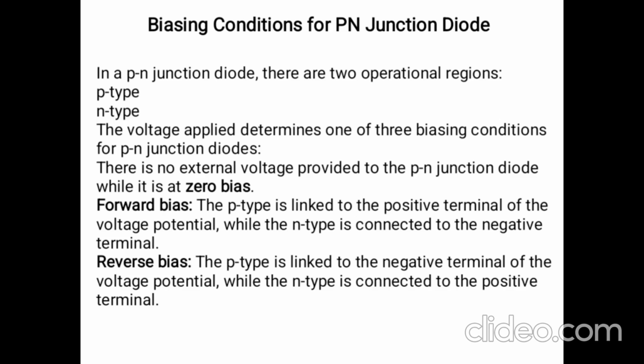In zero bias, no external voltage is provided to the junction diode. In forward bias, the P type is linked with the positive terminal of the voltage potential and the N type is connected to the negative terminal. In reverse bias, the P type is linked to the negative terminal while the N type is connected to the positive terminal.